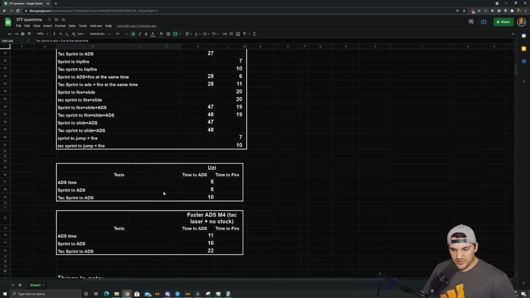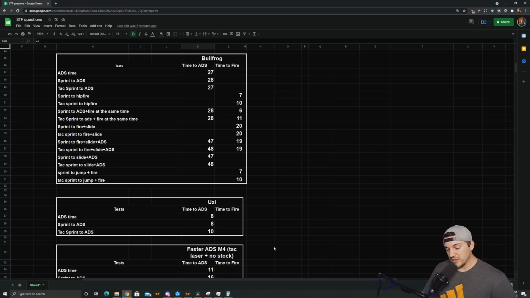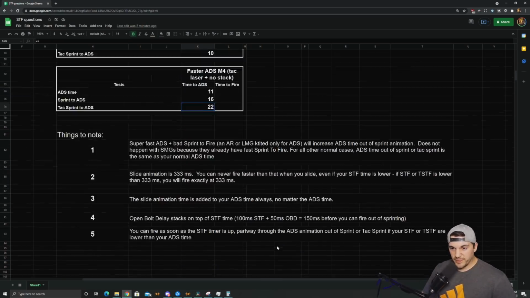And then to confirm something, I did Uzi measurements with a really fast ADS Uzi and measured the ADS time, sprint to ADS time, and Tac Sprint to ADS time. And then I did a really fast M4, fastest ADS M4 you can build, and did the same thing where I did time to ADS, sprint to ADS, and Tac Sprint to ADS. So what were the results of all this?